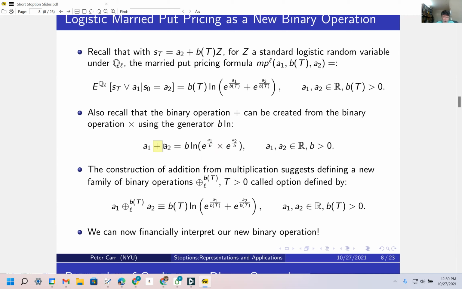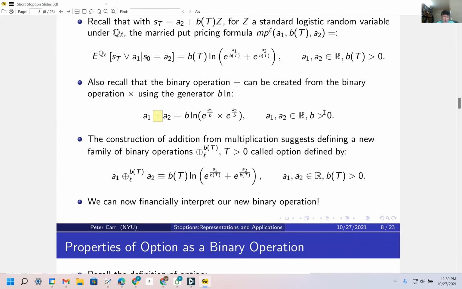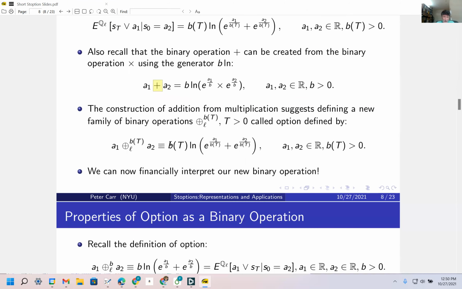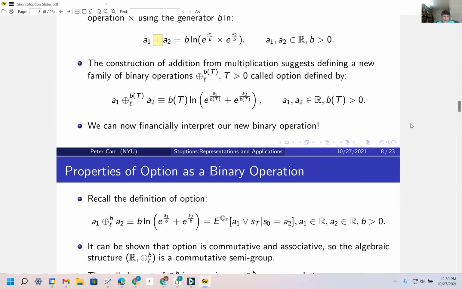about ordinary addition, then a positive constant b times natural log is the generator that lets you do that transformation from multiplication to addition. And if you are at addition and you apply the same generator to addition now, you get this equation at the bottom, and it's actually financially interpreted as the value of a married put struck at A1 and whose underlying is at A2.